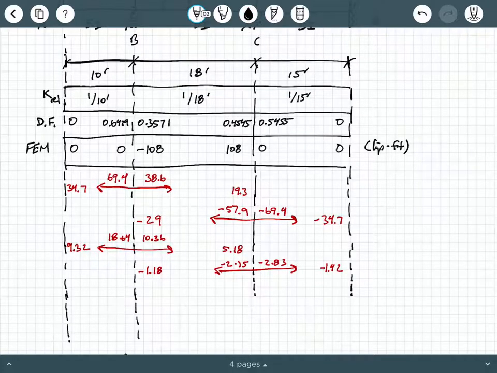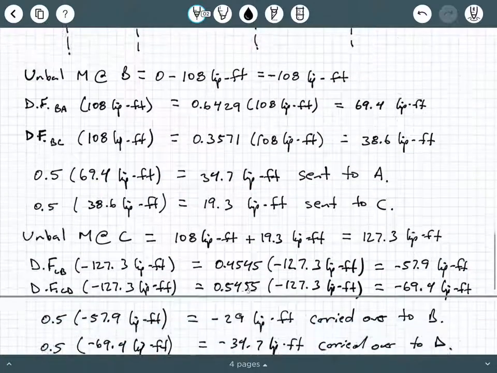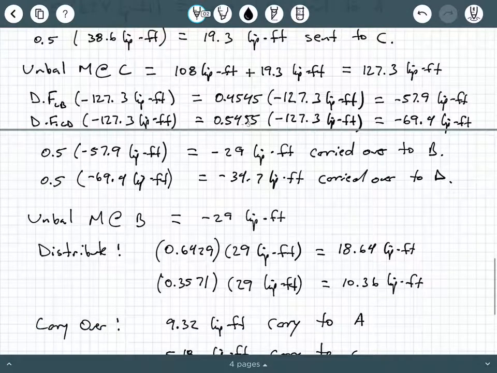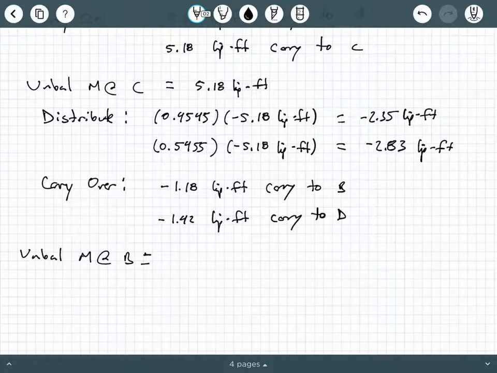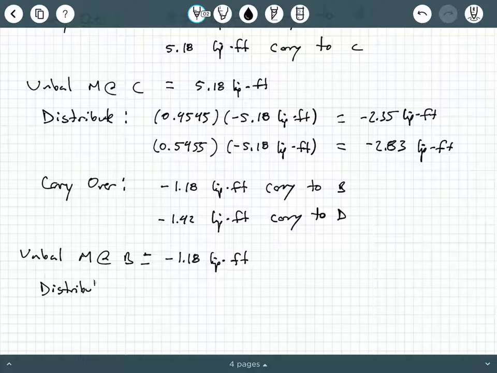Notice that our unbalanced moments are approaching zero. So I'm going to extend this table just a little bit farther because I'd like to converge to a smaller number than we did in our previous example. If you remember the previous example, we had like a 6 kip foot discrepancy. I want to avoid that this time. So here we got another unbalanced moment at B. This was negative 1.18 kip feet. And so let's distribute.